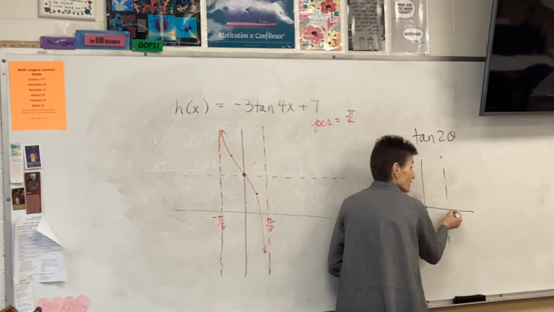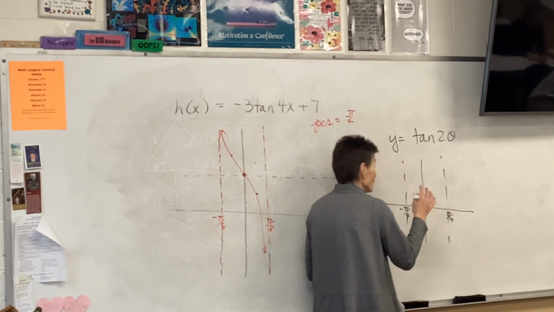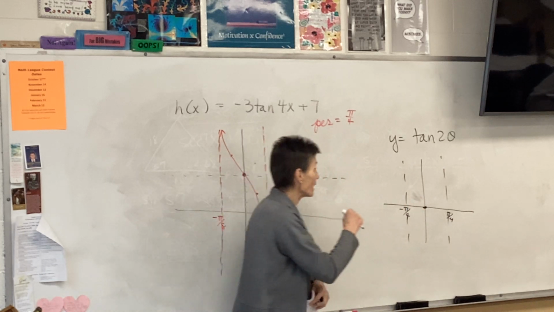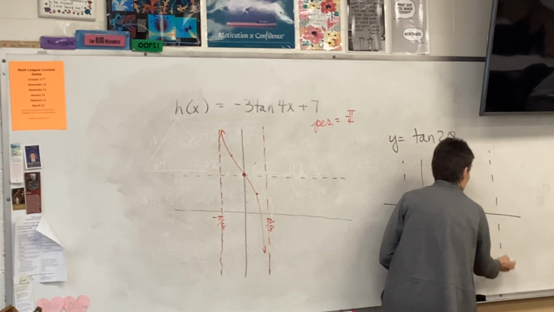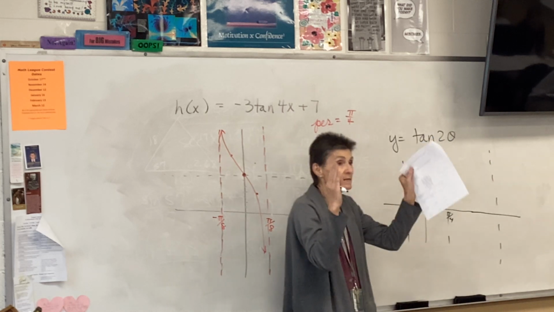So this is pi over 4 and negative pi over 4. Those are where your asymptotes are. Where is your beginning asymptote? Where is your next asymptote? Well, remember, asymptotes are a period apart.